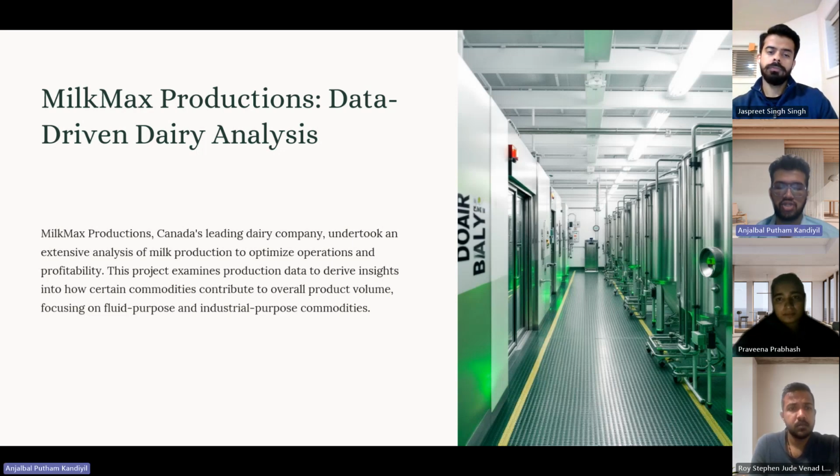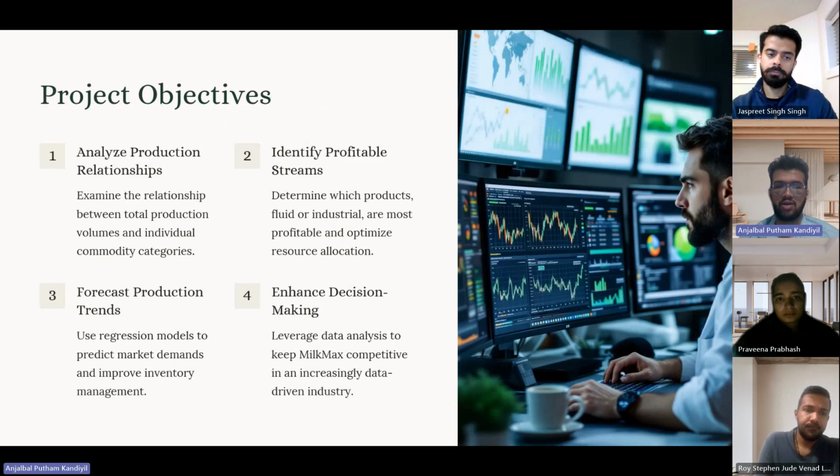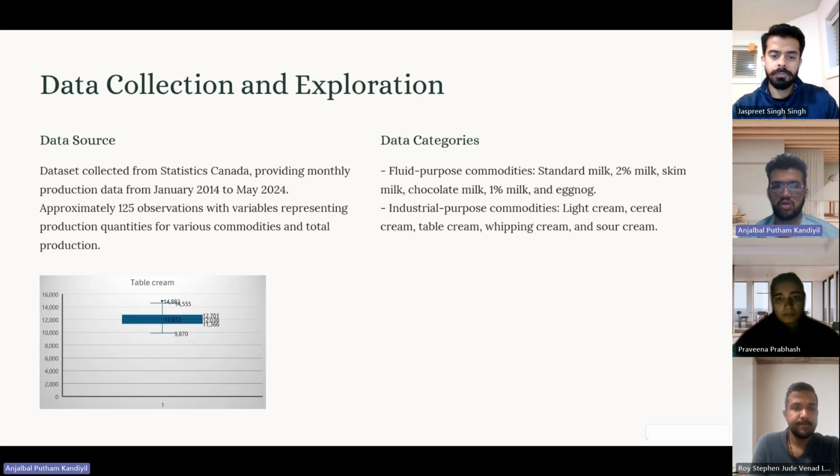Our main objectives were to analyze the profits and losses and how different types of milk were sold at the highest rate. So now Jaspreet will explain the methodology clearly. Over to you, Jaspreet.